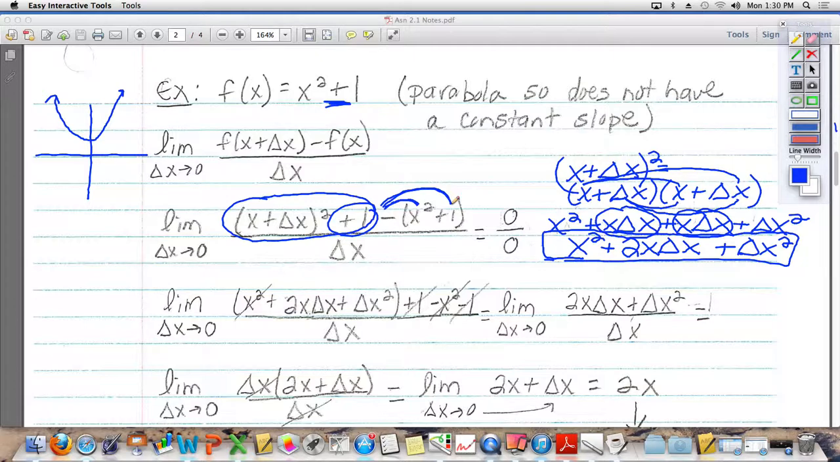Then you need to collect like terms. By the way, don't forget this either. Change in x has to go on the bottom. So we have an x squared and a minus x squared that cancel out. We have a plus 1 and a minus 1 that cancel out. You with me there? Yep.